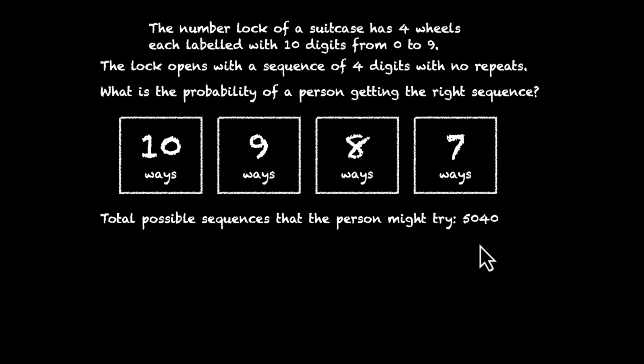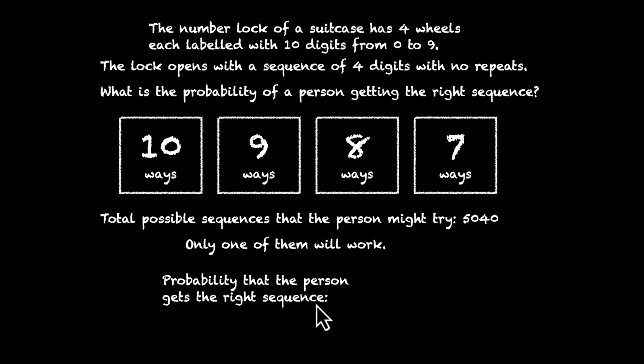That's 5040. So what's the probability of a person getting the right sequence? Because only one of them will work, the probability is 1 divided by this 5040 total number of sequences. Now this is very low, so it's extremely unlikely that you'll get the right lock in the first try.